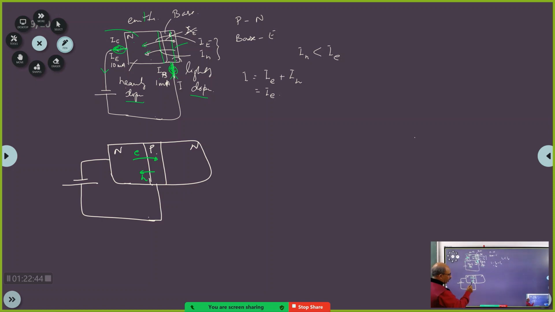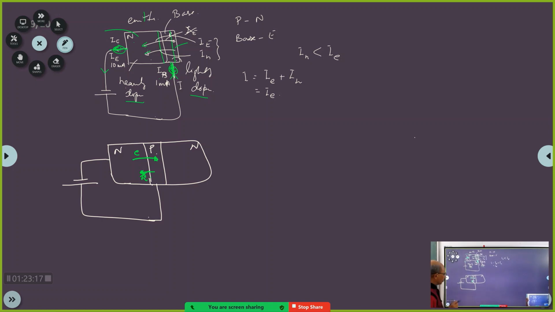So therefore, if the hole concentration was equal to the electron concentration, then a lot of recombination would have taken place. Understood? Now, hole current is negligible. So the idea here is there is very little recombination taking place, and you are able to push a lot of electrons from N to P when you have forward bias. Got it?